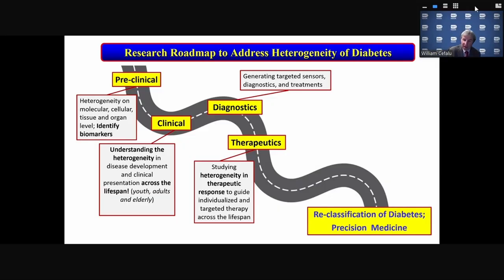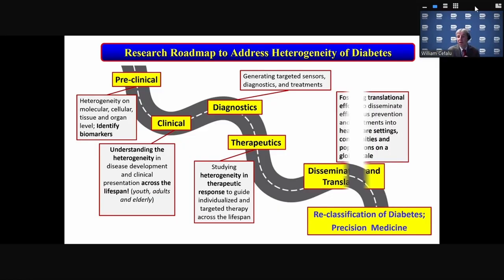But at the end of the day, for all these factors to have a role, these translational efforts have to be disseminated to the bedside and have to be disseminated to healthcare settings, communities, and populations on a global scale. And again, this is not a trivial ask. This is going to take many, many years of funding and organization and outlining these particular projects.